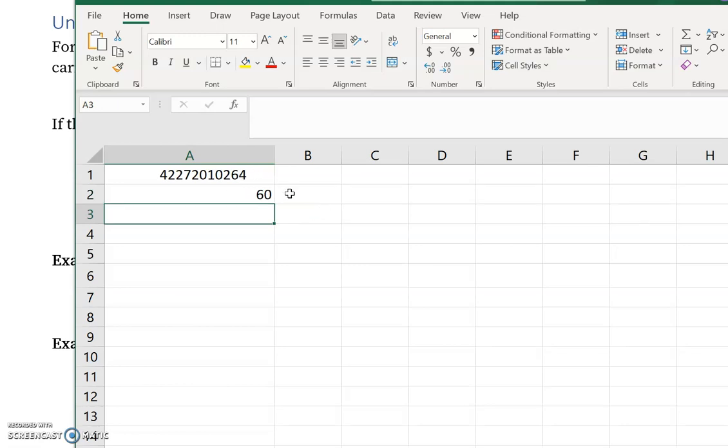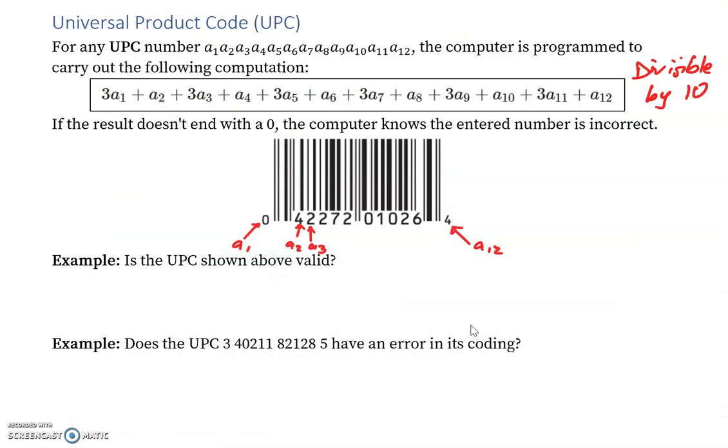Okay, so this number is supposed to end in 0. Sure enough, it does, right? This thing is 60. It ends in 0. Another way to say that is it is divisible by 10. So is it valid? Yes, it is.